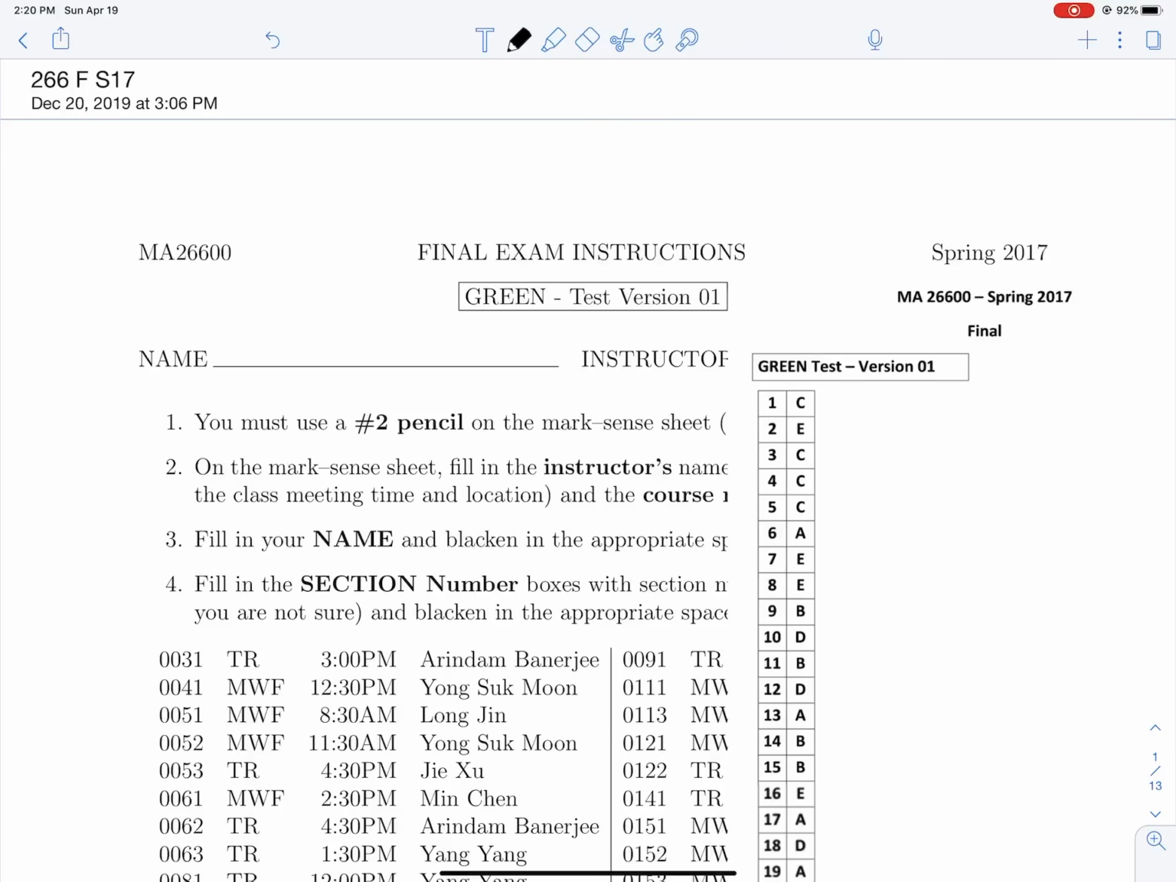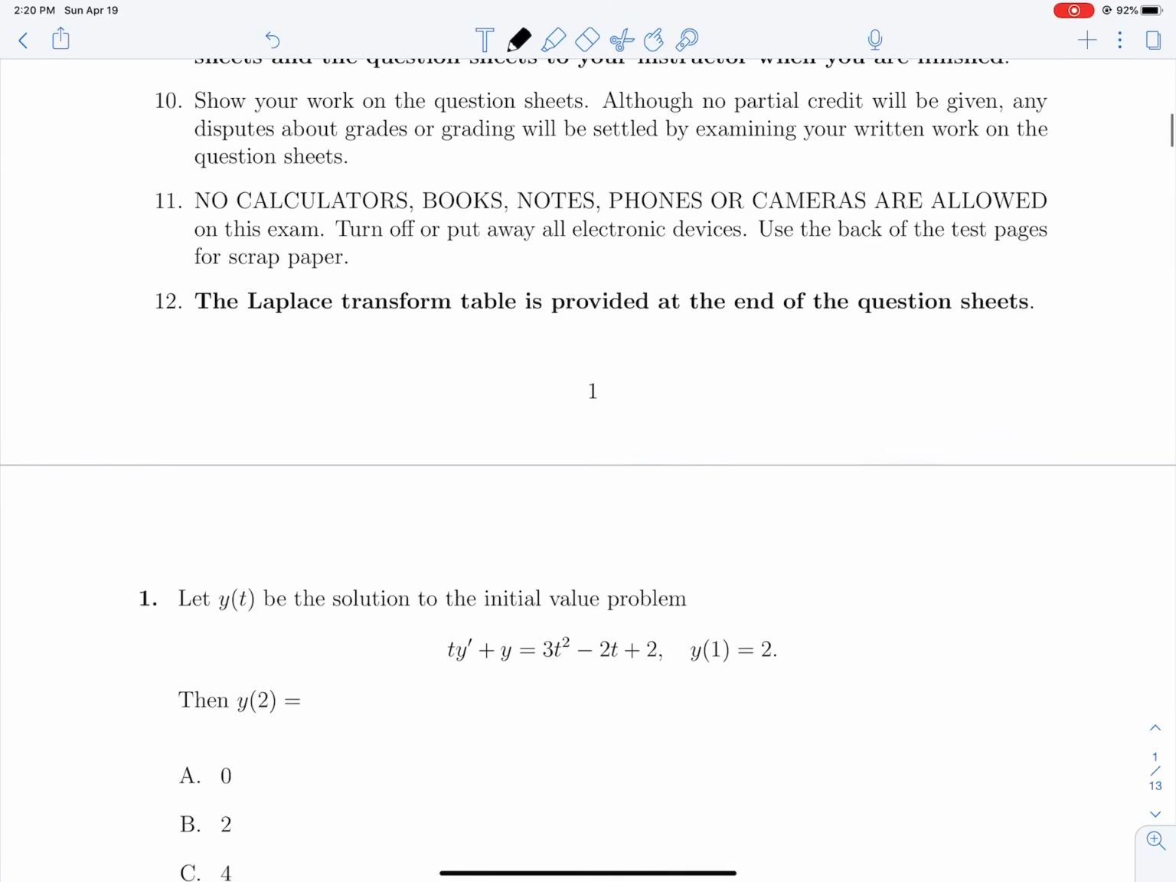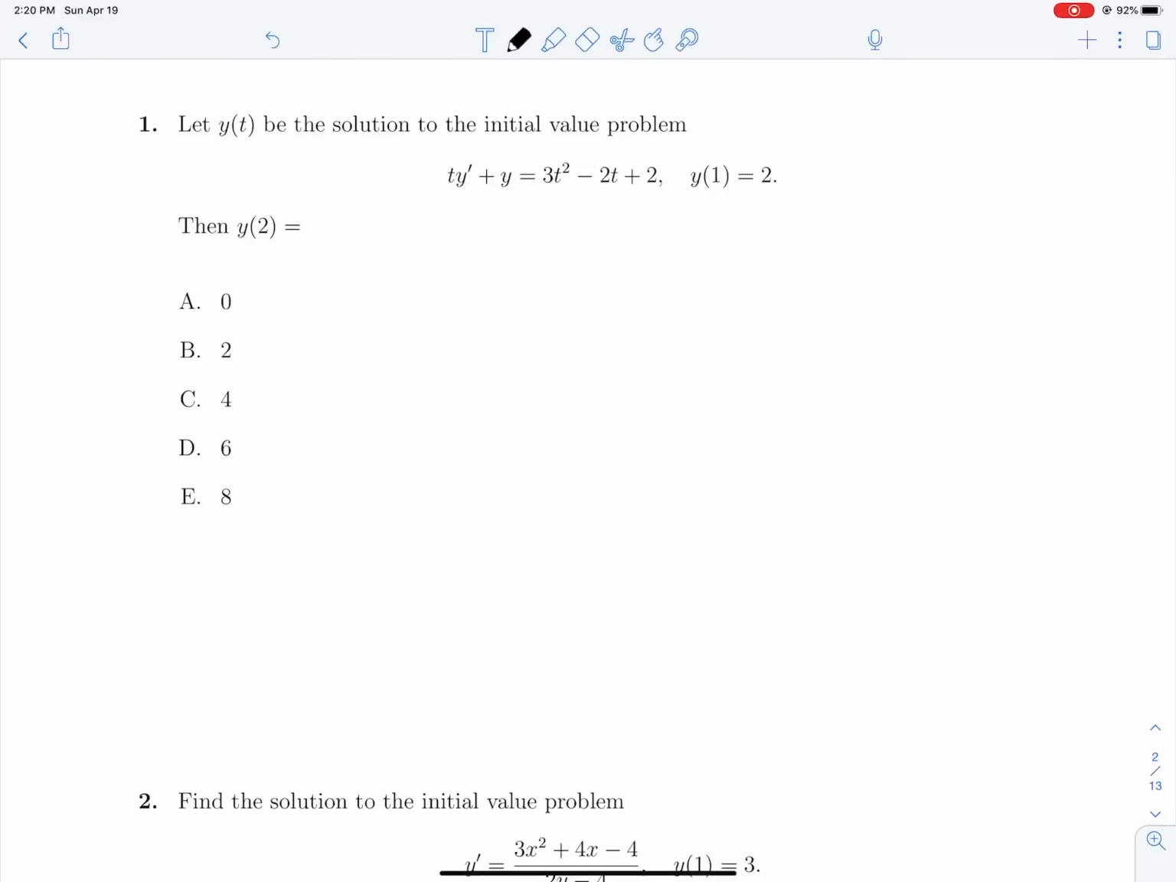This is the Spring 2017 final for MA 266. We're going through the entire thing and preferably as quickly as possible. Question 1.